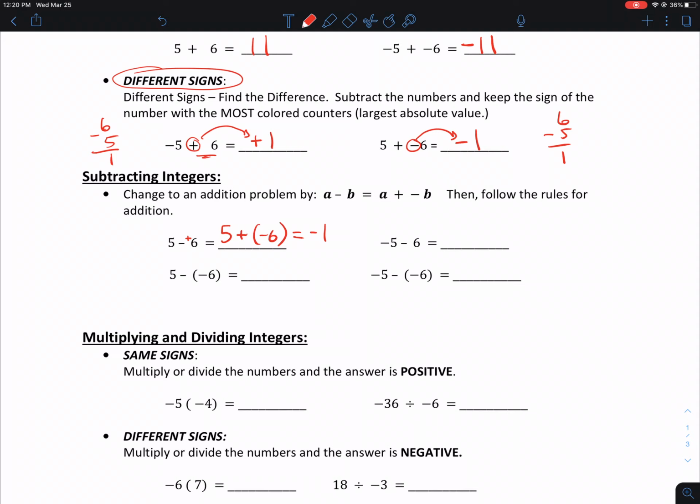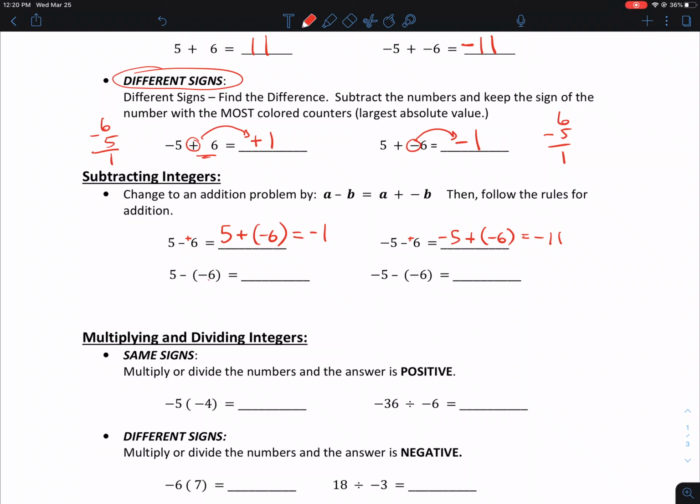So again, negative 5 minus, again, think of this as positive 6. We could again flip the plus and the minus to write this as negative 5 plus negative 6. So now we're adding two negative numbers together, so just add them and keep our answer negative, so that would give us negative 11.